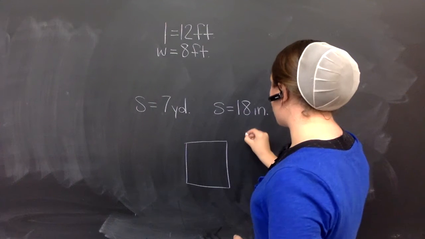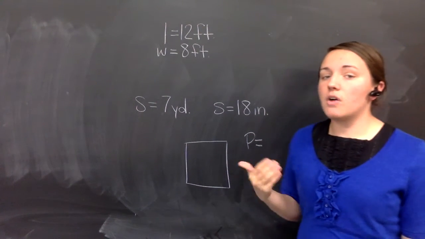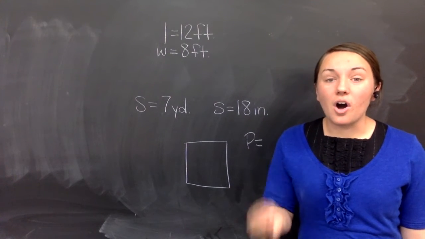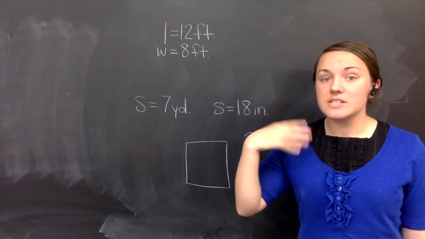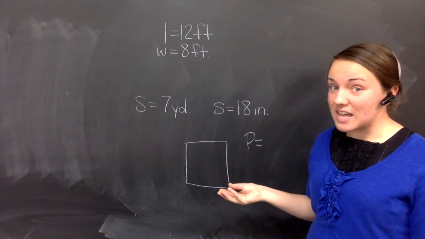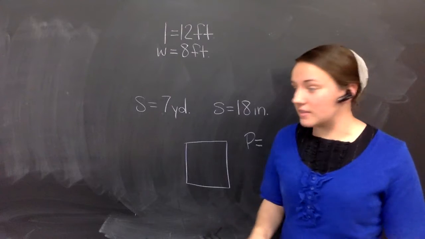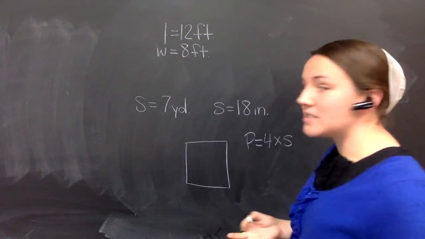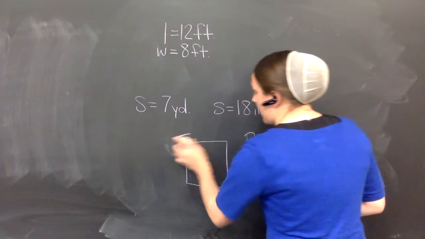So if we want to find the perimeter of a square, something about a square is that all 4 sides are the same length. So all we have to do to find the perimeter of a square is go 4 times the length of one side. Does that make sense? Because there are 4 sides and every side is the same length. So it's simply perimeter equals 4 times a side. Okay? So let's try that here.